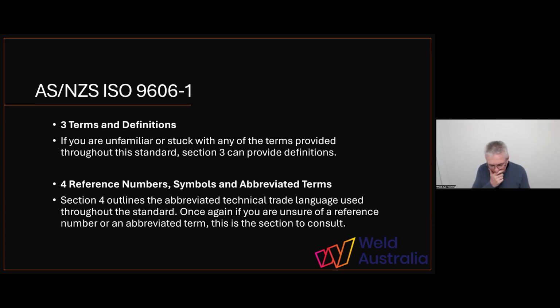But where it comes more so, I think, is when you go to section 4, because this is where the nuts and bolts are as far as the terminology, particularly when we're looking at the documentation side, because of what we're going to verify. It outlines the abbreviated technical trade language used throughout the standard. Once again, you might have to reference it just to get your head around it, and I'd expect that. If you're not familiar with the standard, I would definitely expect you to be going backwards and forwards just so you've got your head around some of the terminology they reference in there.